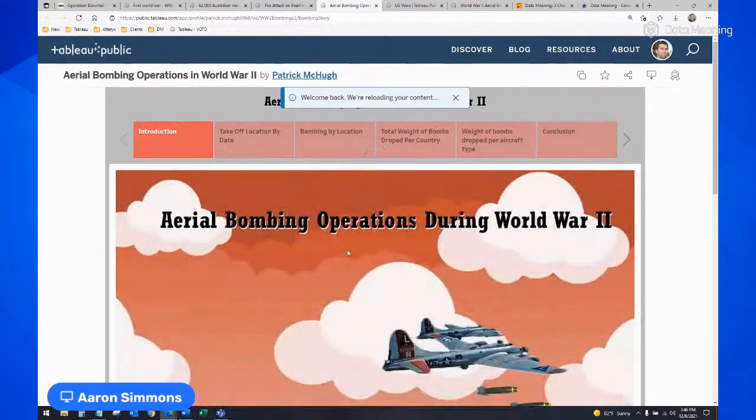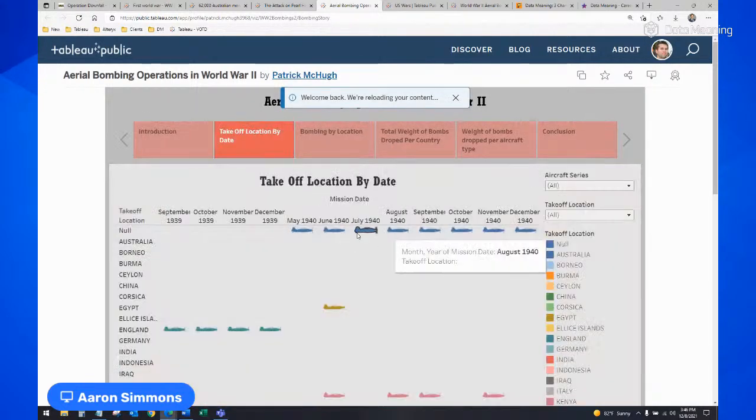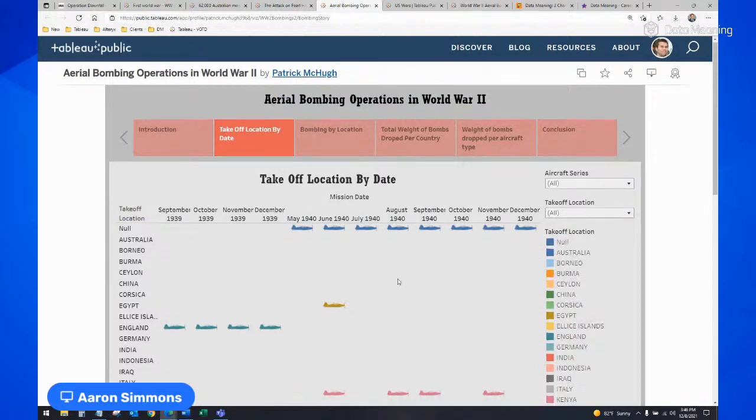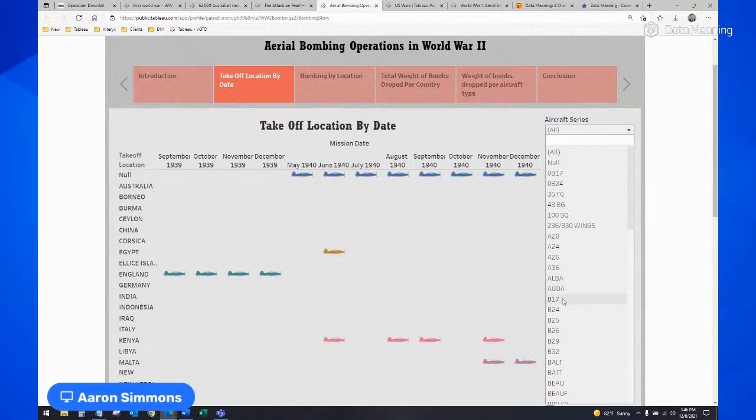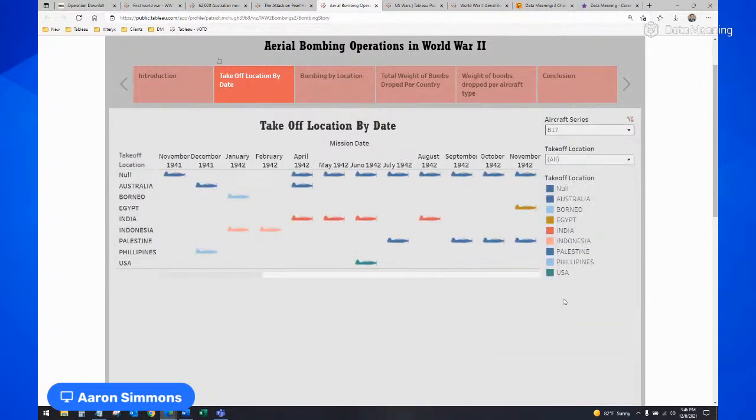Again, they're using the plane icons instead of just a dot or what we know of. I did like that you can select which plane it was. So, like, my grandfather was in a B-17, so I can see where it took off, what month. They don't give counts. I'd like to know how many, but I thought that was interesting.